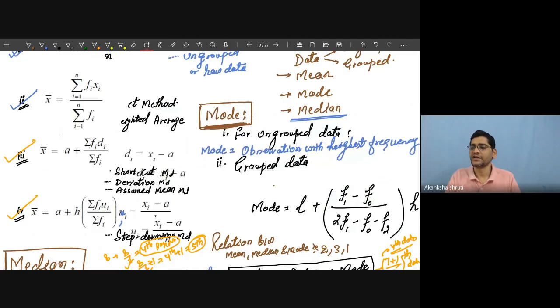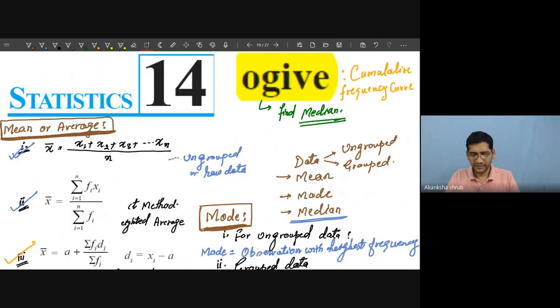The mode was calculated by first finding the modal class. Modal class is the class having maximum frequency, and mode is calculated by L plus F1 minus F0 divided by twice of F1 minus F0 minus F2. L is the modal class lower limit, F1 is the frequency of modal class, F0 is the frequency of the class just before the modal class, F2 is the frequency of the class just after the modal class. And for the ungrouped data, finding the mode is very easy. Just observe which observation occurs the maximum number of times, that will give us the mode. So this was for the mean, median, mode.